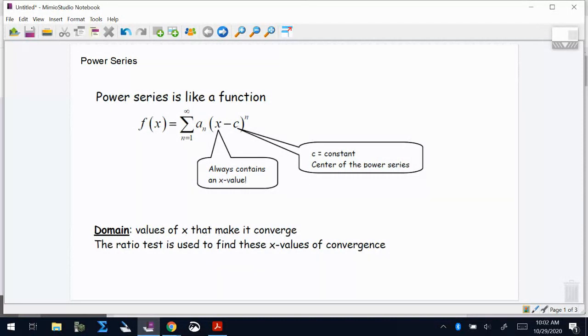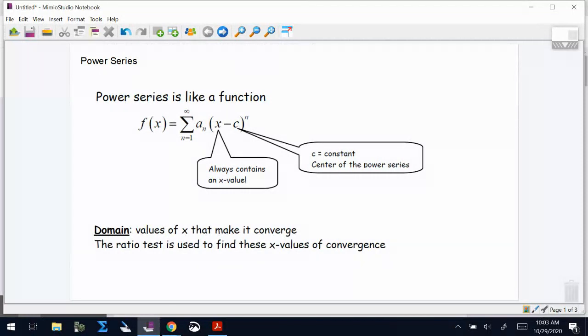The basic form of a power series looks like what you see in front of you. It does always contain an x value. We also have what's called a constant or a c value. So that's going to be the center of the power series. If you see an x minus 5, that would tell you that the power series is centered at 5. If it's just an x without a plus or a minus, it is centered at 0, which is going to be the easiest. If it's x plus 2, it would be centered at a negative value, so at negative 2.